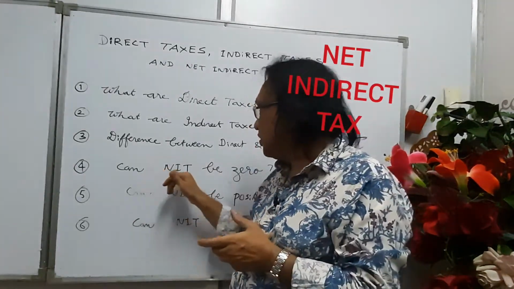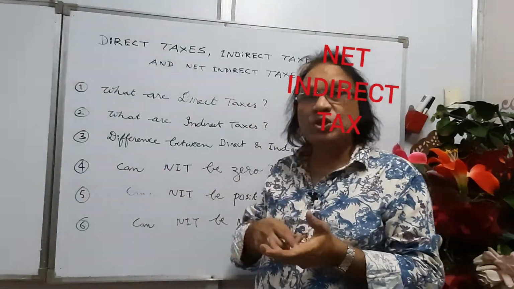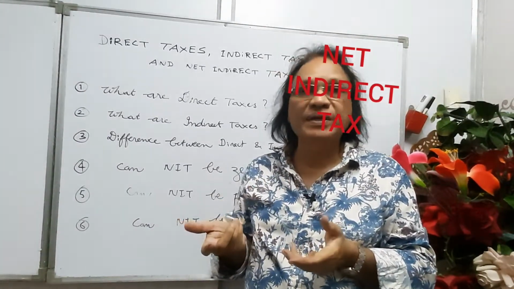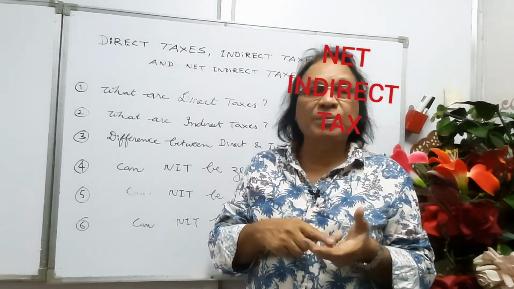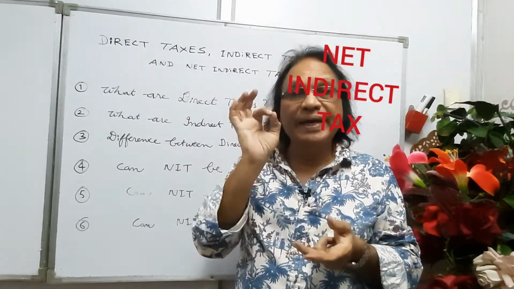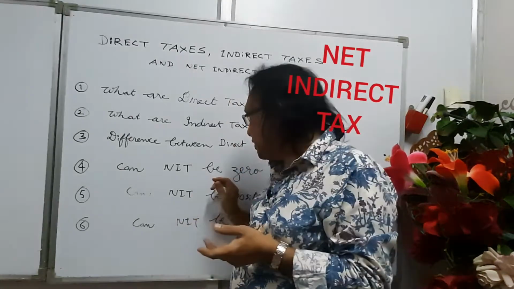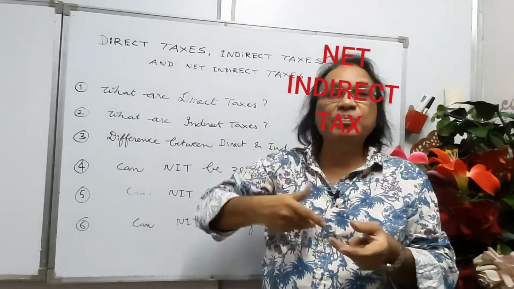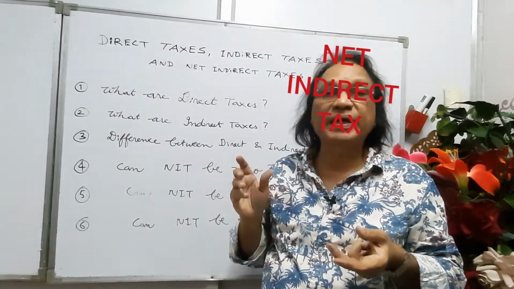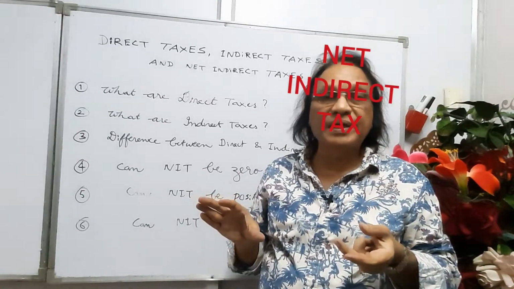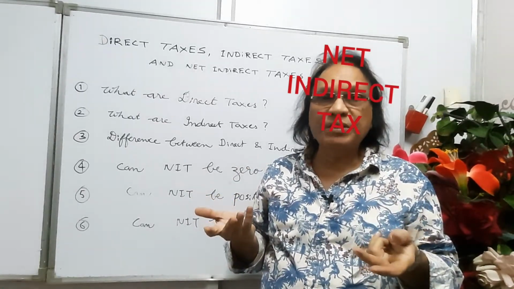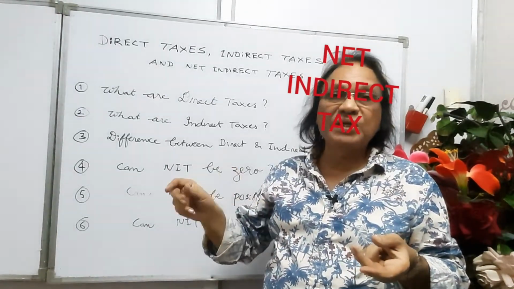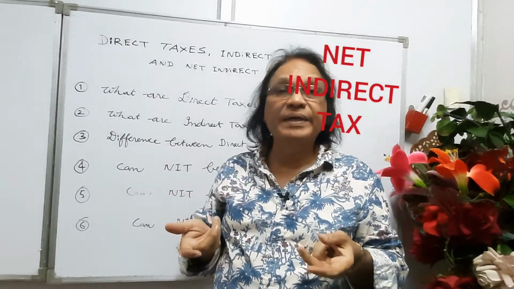So once again, I'll just tell you, can NIT be 0? Yes, NIT can be 0 when indirect taxes are equivalent to subsidy. NIT is equal to IT minus subsidies. If indirect taxes are 10% and subsidies are 10%, so NIT will be 0. Can NIT be positive? Yes, when indirect taxes are more than subsidies. The government has imposed indirect tax of 10% and the government has given you 2% subsidy. In that case, NIT will be positive, NIT will be 8%. Can NIT be negative? Yes, when subsidies are more than indirect taxes.